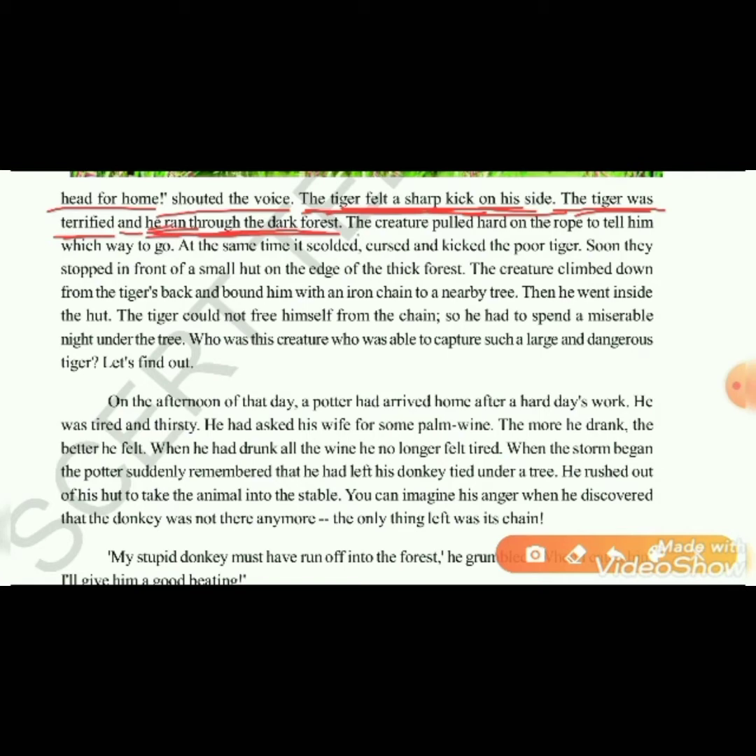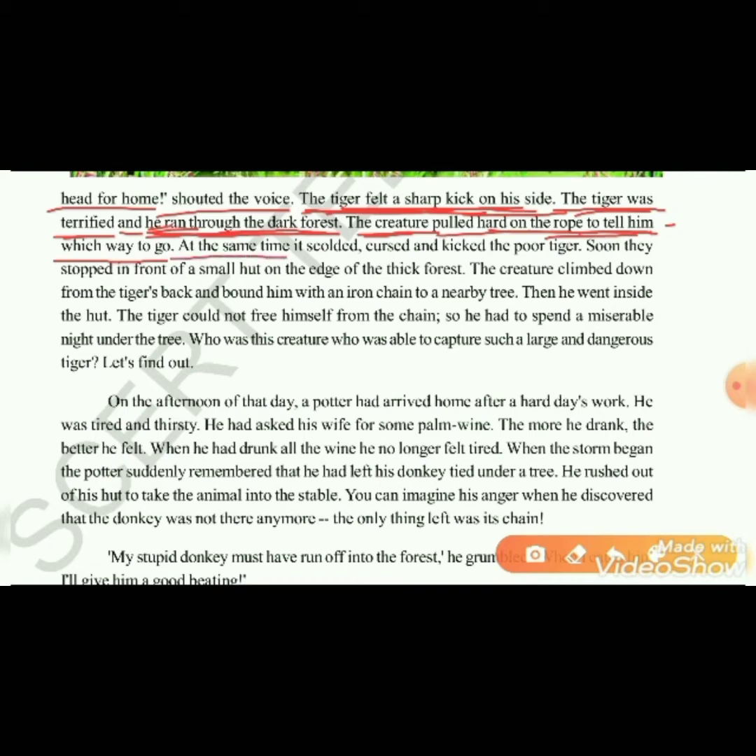Not only that, the person is referred to as "it" here because the person is not identified correctly. So the person is identified as a mysterious creature. The person who is sitting on the tiger said so many words. What are those words? Scolded, cursed, and kicked the poor tiger. Three things he has done while sitting on the back of the tiger. He kicked, he scolded, he cursed the poor tiger.